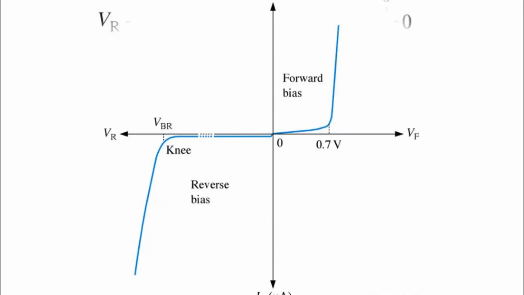And then, this is the combination of forward bias and reverse bias, the complete VI characteristic curve.